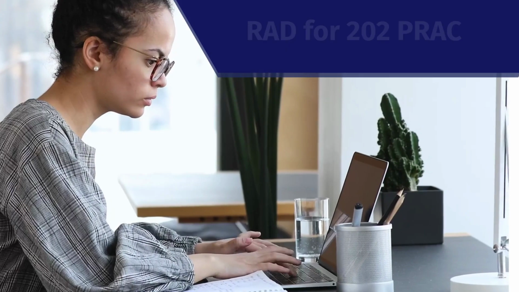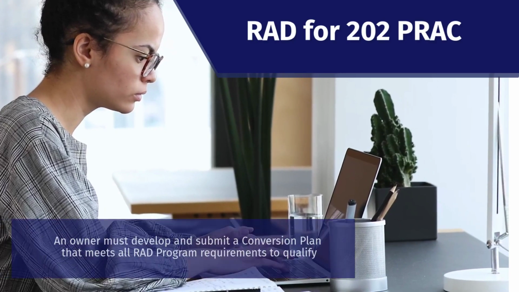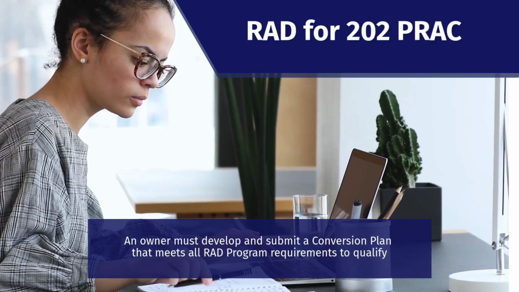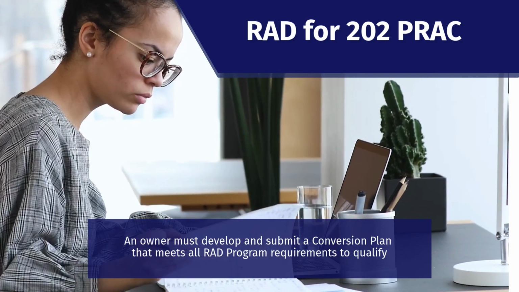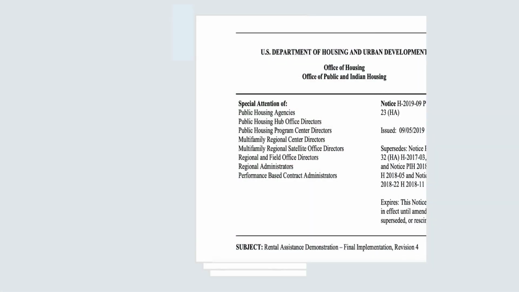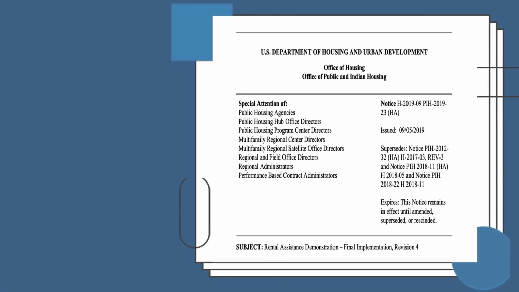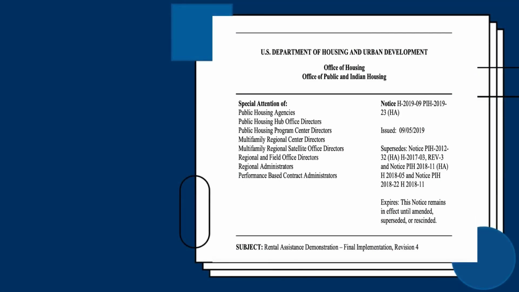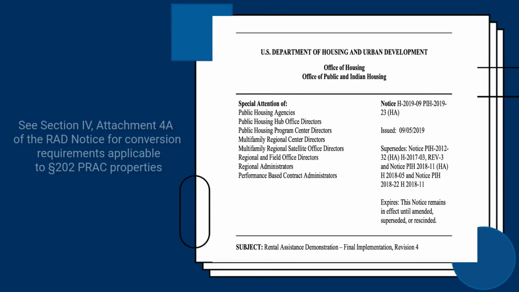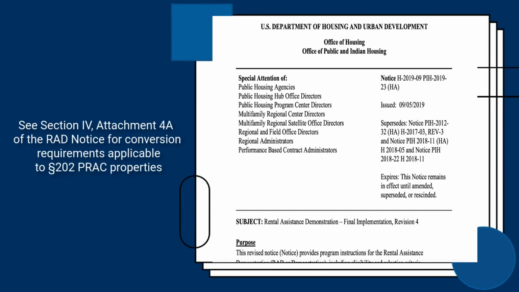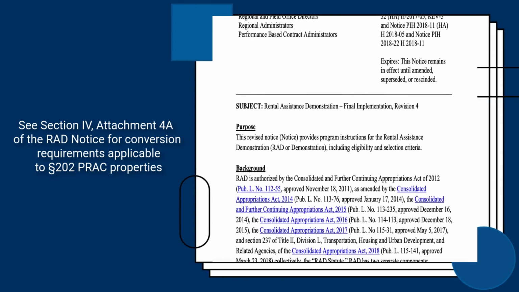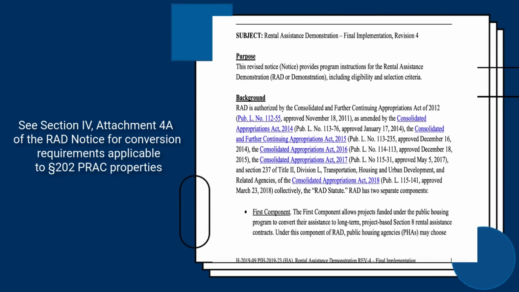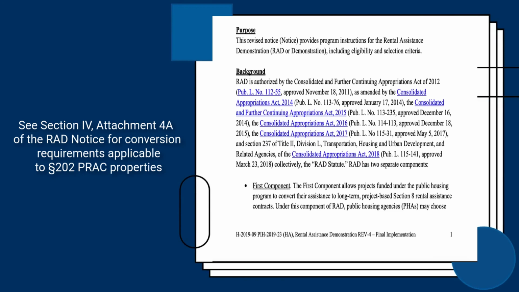To qualify for RAD conversion, a 202 PRAC owner must develop and submit a conversion plan that satisfies all RAD program requirements. A complete list of all conversion requirements applicable to Section 202 PRAC properties can be found in Housing Notice H 2019-09, PIH 2019-23, Section 4, Attachment 4A, or other subsequent guidance.